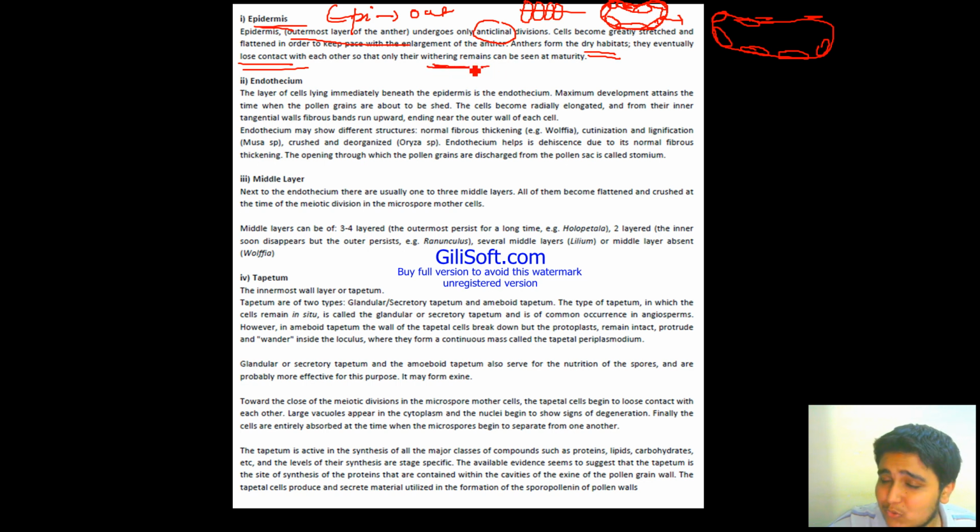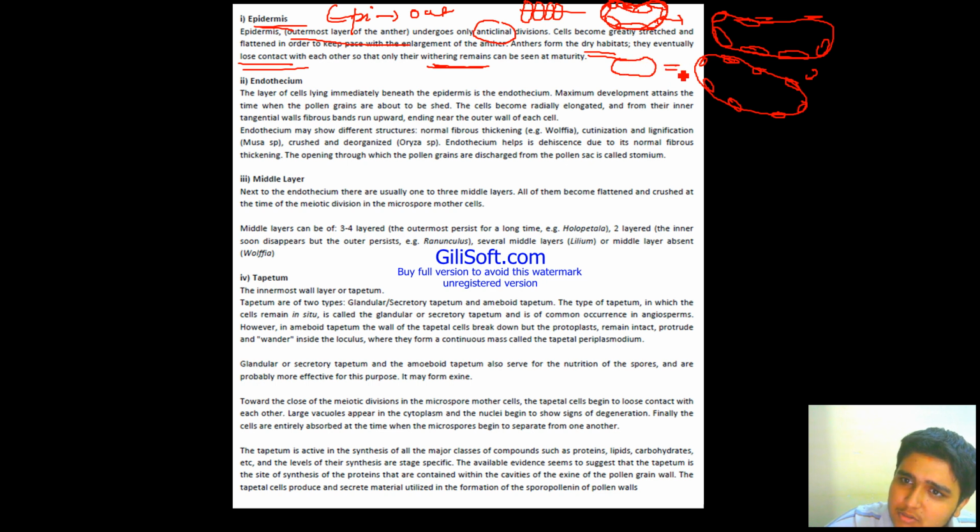So at maturity, you don't see a clear epidermis. Epidermis is not continuous. At maturity, you are basically able to see only some withering remnants or some leftover of the epidermal cells. Why? Because it is stretched so much. From such a tiny size, it would have stretched to such a huge size. So obviously the epidermis is withered. Is this story clear about epidermis?